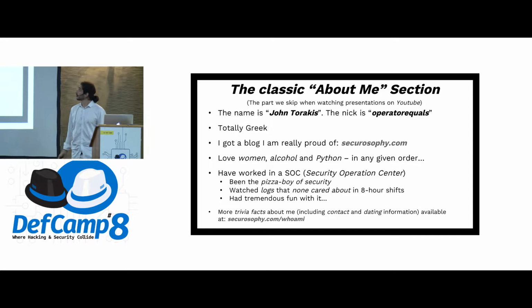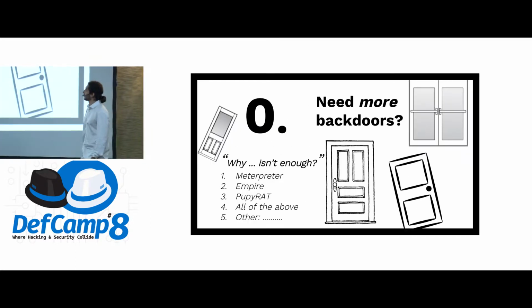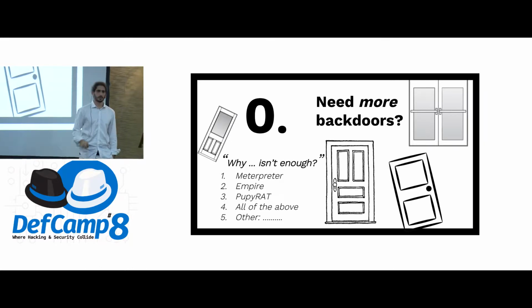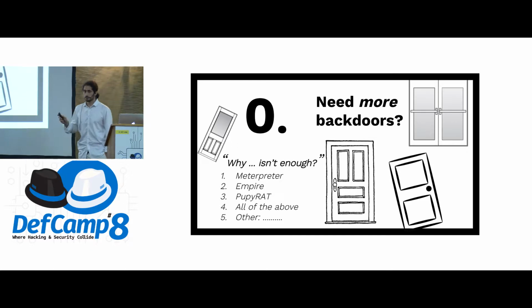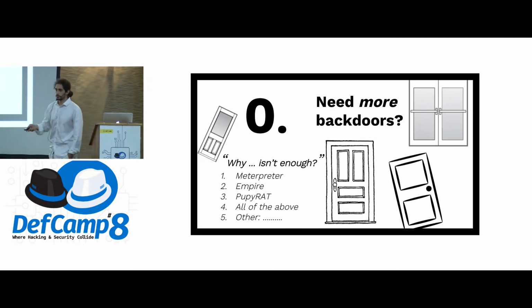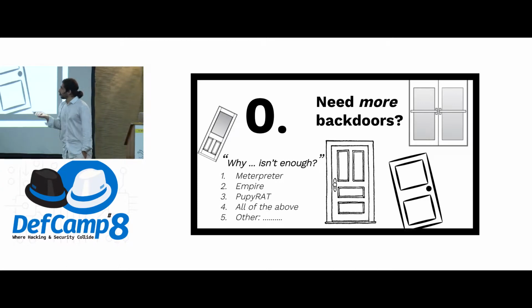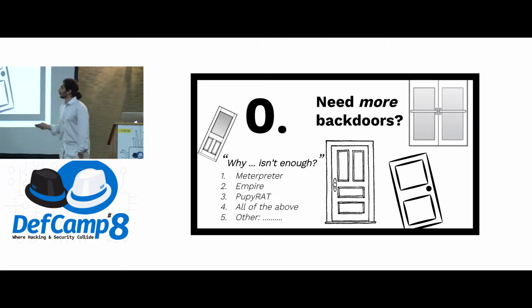So let's talk about factors. Why do we need more? There are plenty of tools out there. They're all free, most of them. There are pretty good paid solutions too, like Beacon and basically Beacon proxy. So why do we need more? Why do we need to code more backdoors anyway?